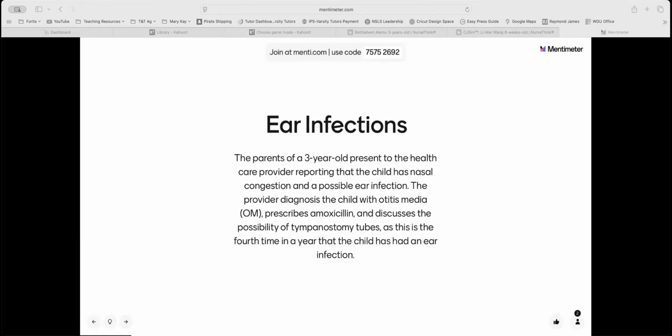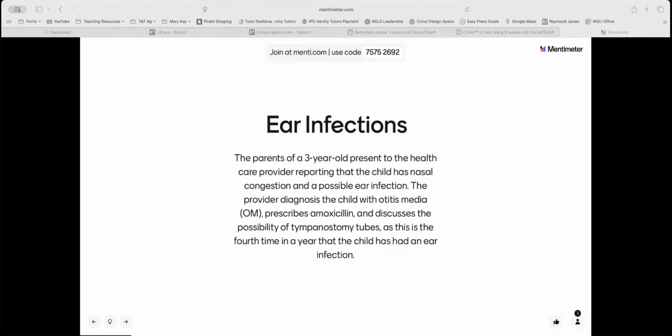So the first thing we're going to do is look at this scenario, and then we're going to answer a couple questions about it. So just keep this in mind as we're answering these questions. So the first thing we're going to look at is ear infections. They're super, super common in our pediatric patients.